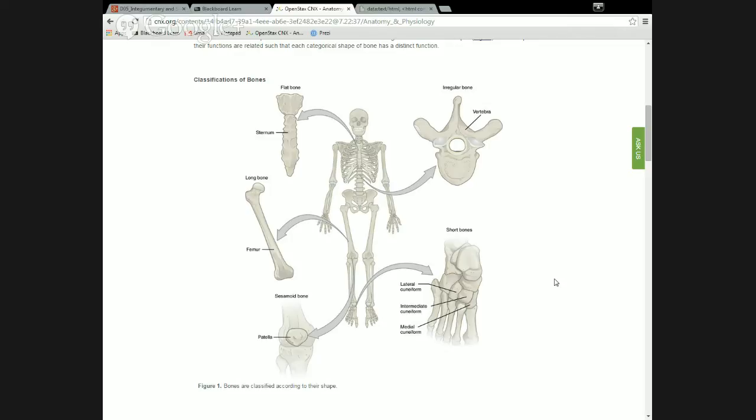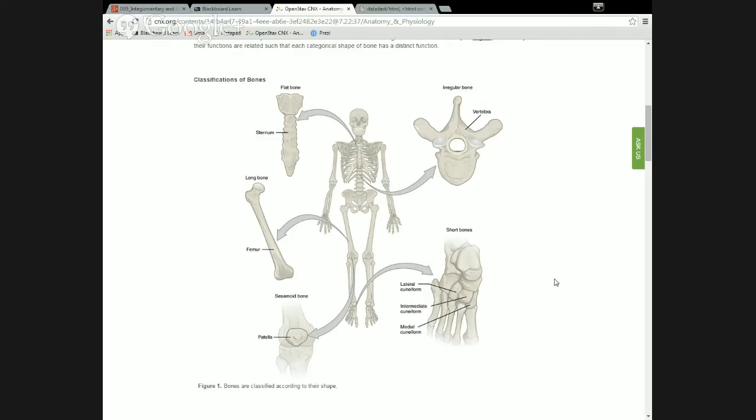Pretty much the short bones in your body are in the ankle and the wrist. There are 7 in each of those locations. And of course, you have a left and a right each. So there's 7 in the left foot, 7 in the right foot, 7 in the left wrist, 7 in the right wrist. I did it wrong. Those are wrists, not ankles up there, but you get the point.